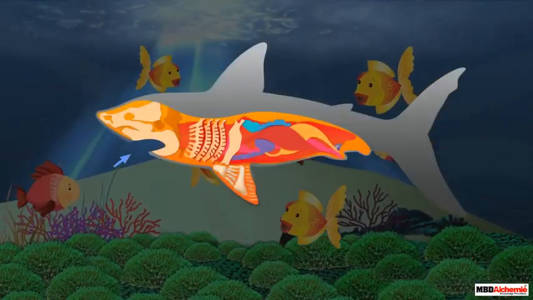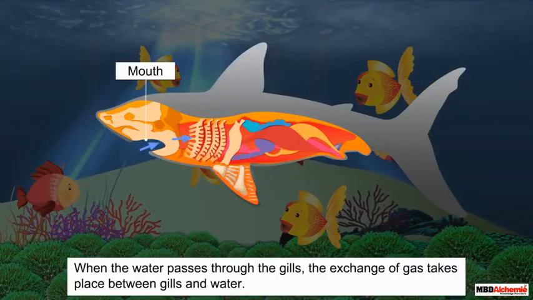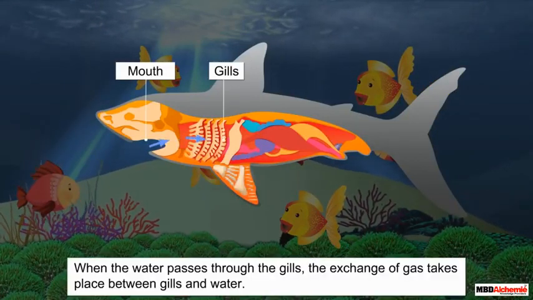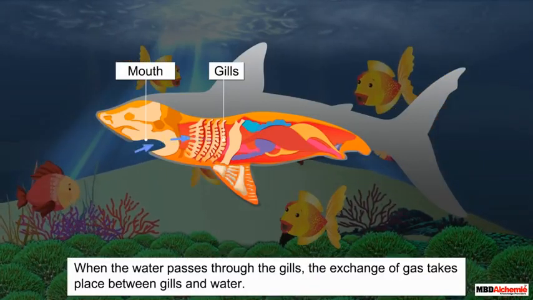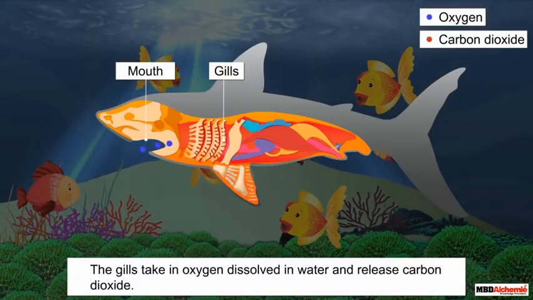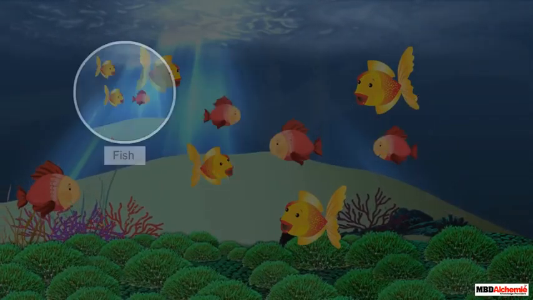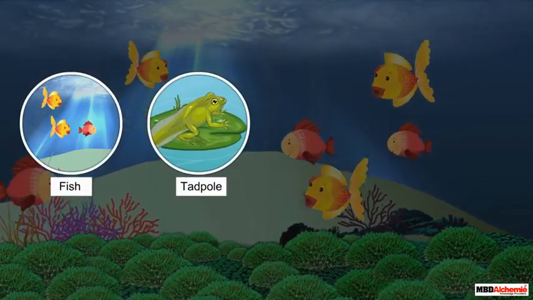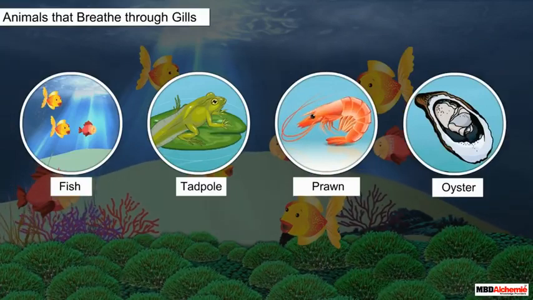Water enters inside the body of the fish through its mouth. When this water passes through the gills, the exchange of gas takes place between gills and water. The gills take in oxygen dissolved in water and release carbon dioxide. Like fish, tadpoles, prawns, and oysters also breathe through gills.